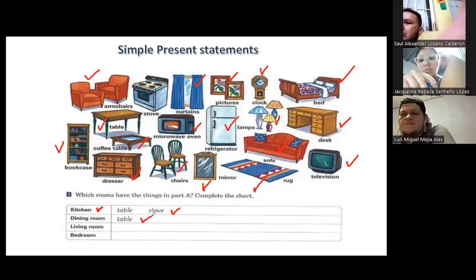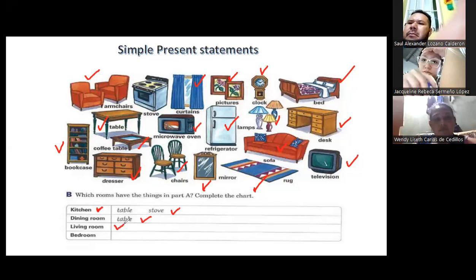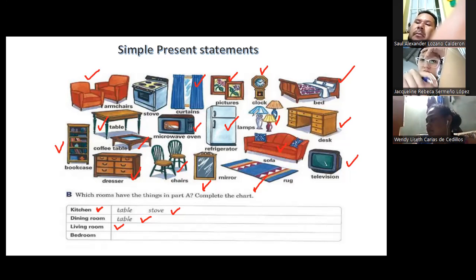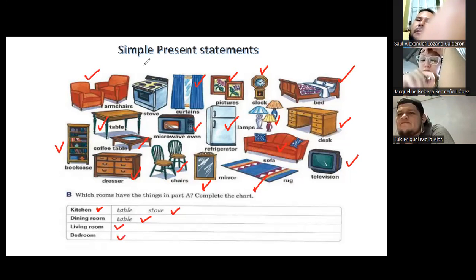Qué cosas están in the living room, qué cosas están in the dining room. Como sabemos, el dining room es como el comedor, ¿verdad? Hay casas donde tienen el dining room y el kitchen. Kitchen separado y el comedor, que es el dining room, va separado. Y qué cosas hay también in bedroom.